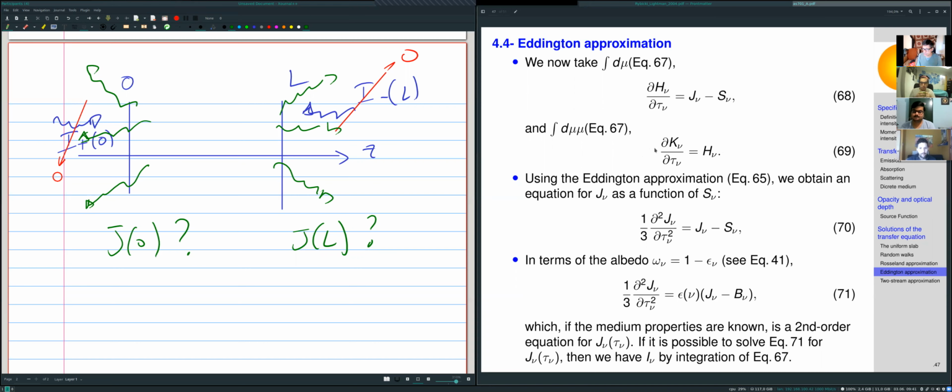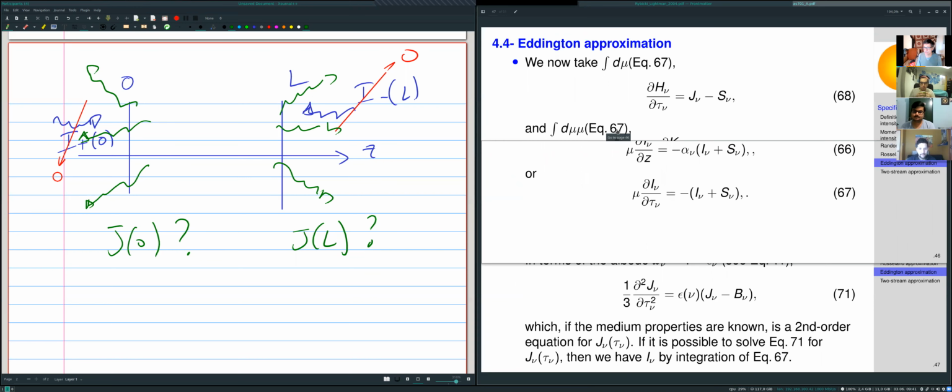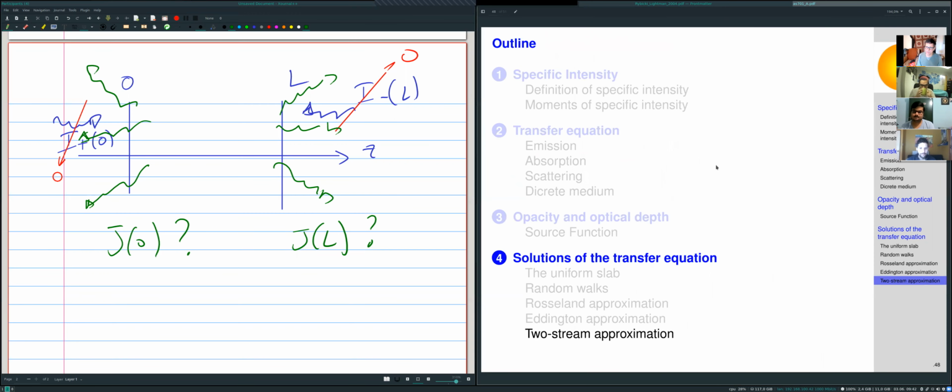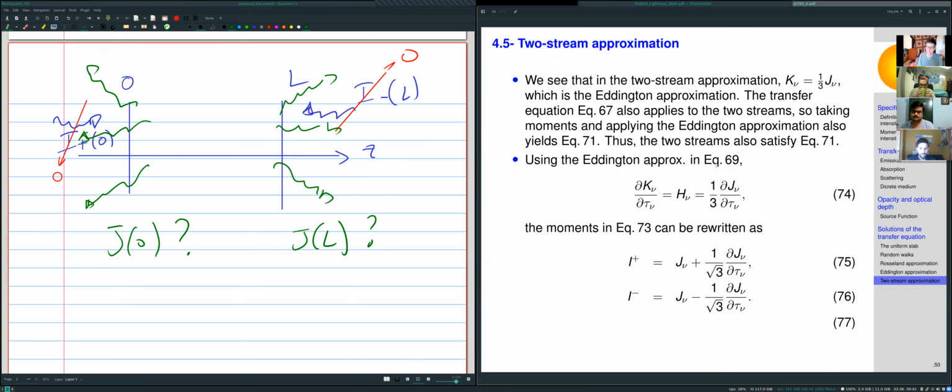This is moment 1 of the radiation transfer equation. So this is the radiation transfer equation, equation 67. I take the first moment and I get to equation 69. Okay, that's the first moment of the radiation transfer equation, equation 69. And I plug in the Eddington approximation on the left-hand side. So we have H nu is 1/3 of the gradient of J.